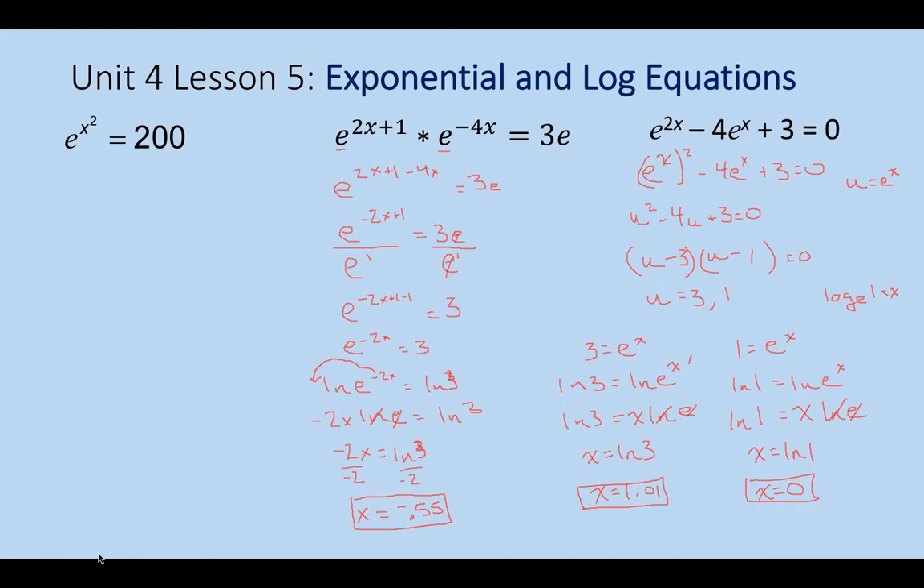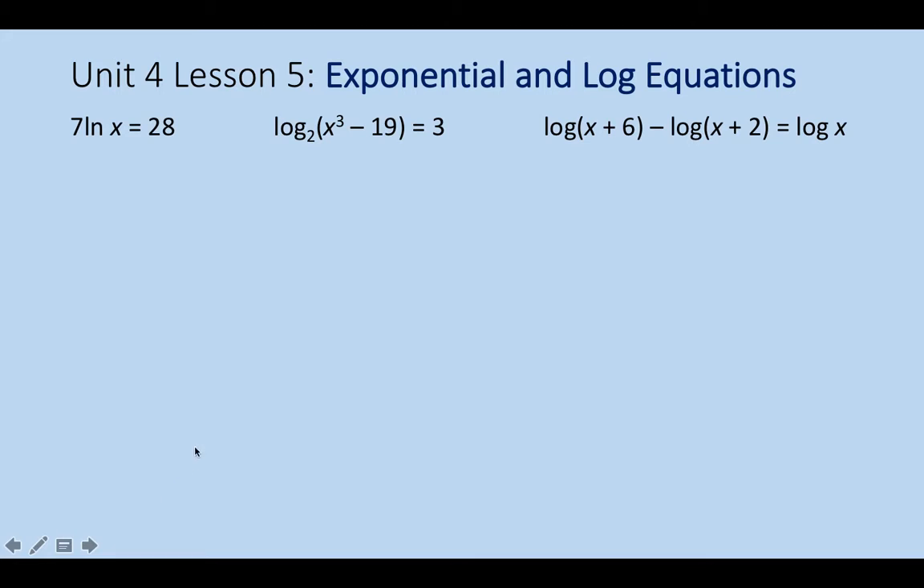All right, moving on to a few new examples. A couple of these are shorter. We got 7 times the natural log of x equals 28. Let's just go ahead and try to get x by itself. So let's divide both sides by 7. And so now I've got natural log of x equals 4.